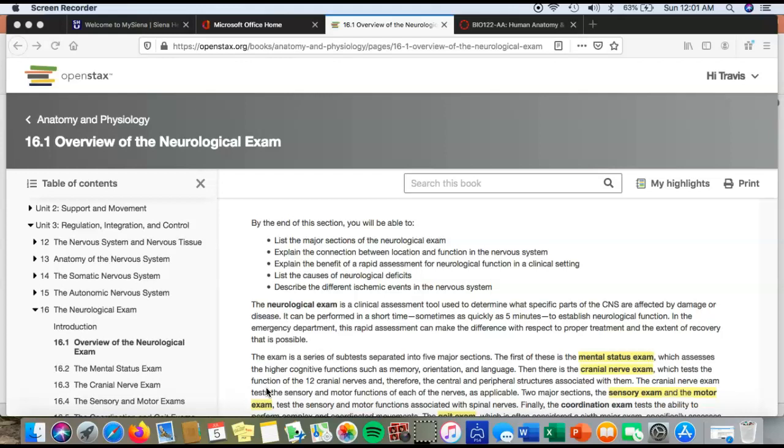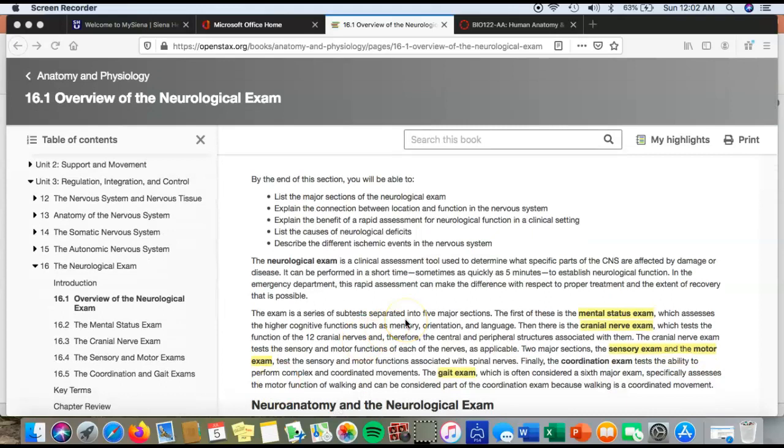neurological exam. In the subsequent videos following this for Chapter 16, I'll talk a little bit more in depth about the different parts of the neurological exam, but let's get a good overview of what it is right now. So basically, the neurological exam is a clinical assessment tool that doctors or nurses will use to determine if there's any parts of the central nervous system that might be affected by damage or disease.